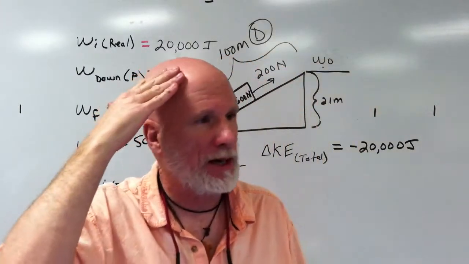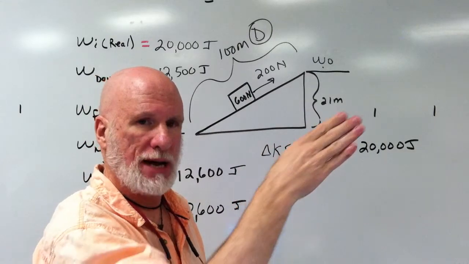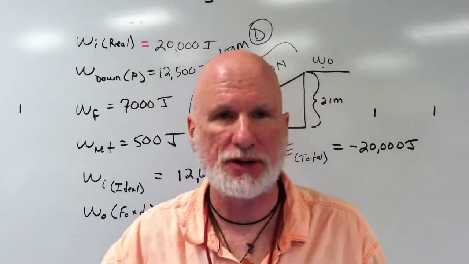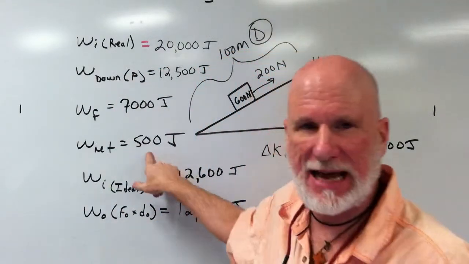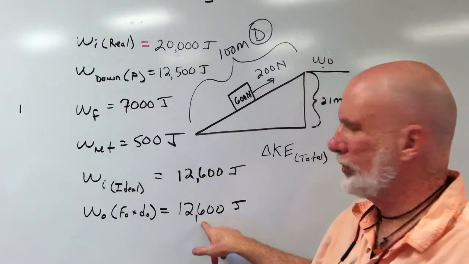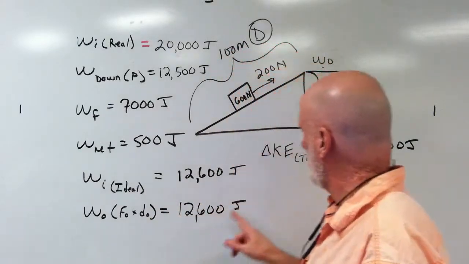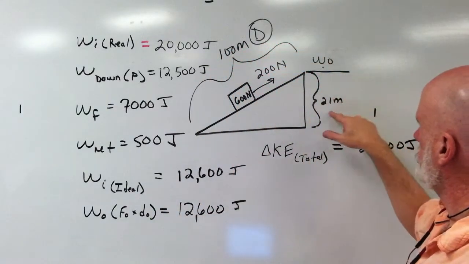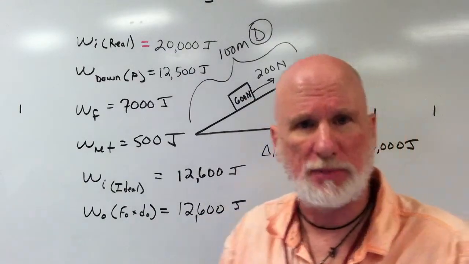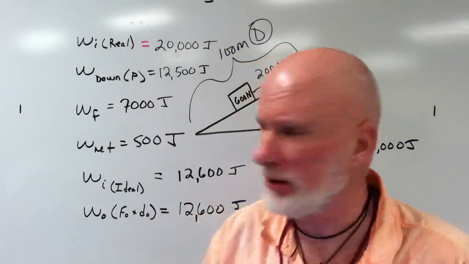In other words, remember, the net force was 5 newtons up the hill. It was a positive 5, so I knew it was going up the hill. 5 times 100, 500, so that's the net work. The ideal work is going to be equal to the output work. The output work is going to be 21 times 600, or 12,600, and that'll be the output work and the work input ideal.